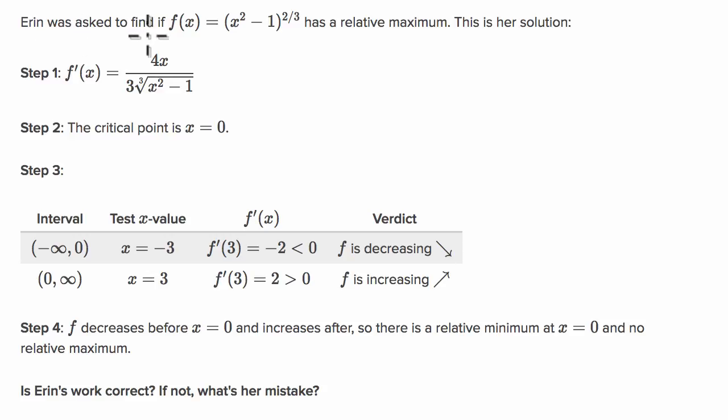Aaron was asked to find if f of x is equal to (x squared minus 1) to the 2/3 power has a relative maximum. This is her solution. And then they give us her steps, and at the end they say, is Aaron's work correct? If not, what's her mistake?